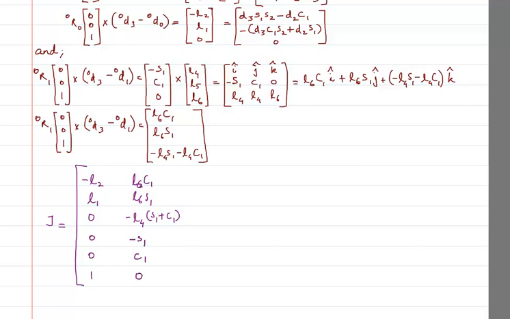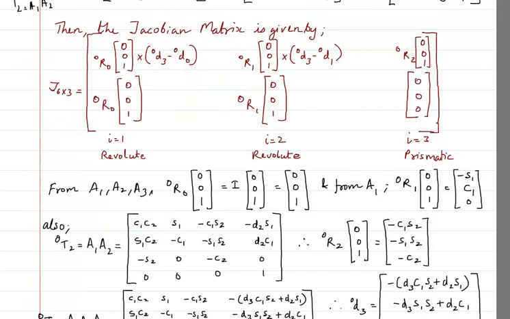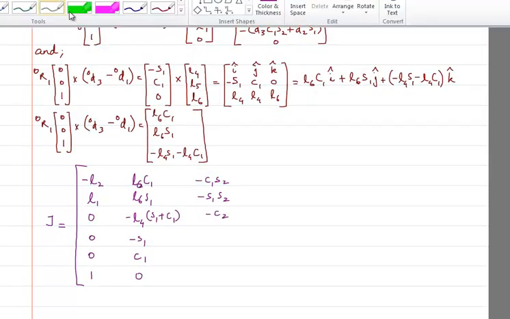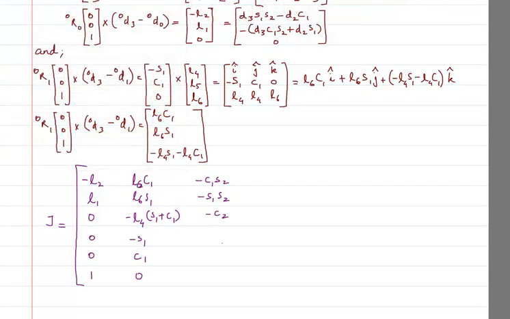The last one is the prismatic joint. For the prismatic joint, it's simple, 0R2 001, which we have got here as minus C1S2, minus S1S2, minus C2. So this I can write totally there, and I can get it as this. Then we write the last three rows for a prismatic joint, which is 0 0 0. So this is the Jacobian matrix.